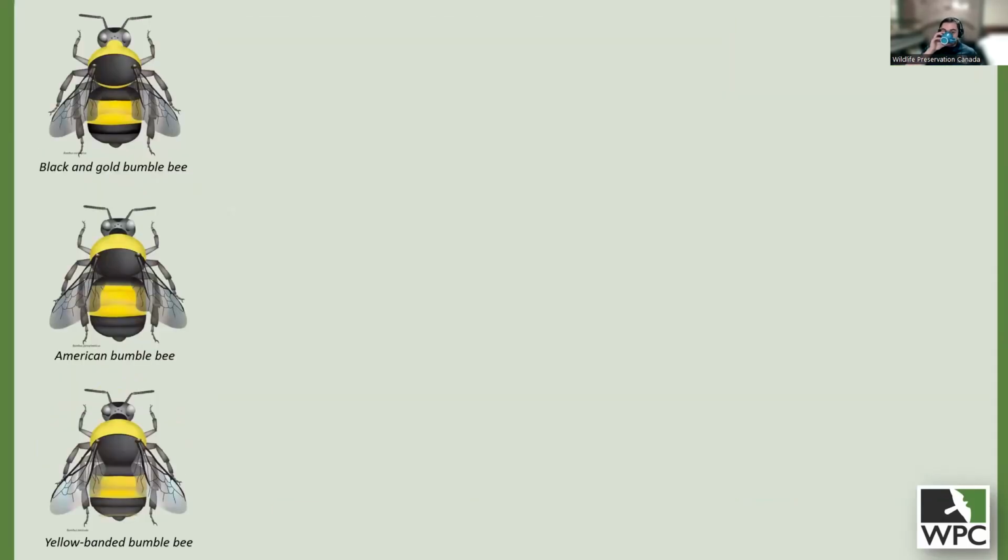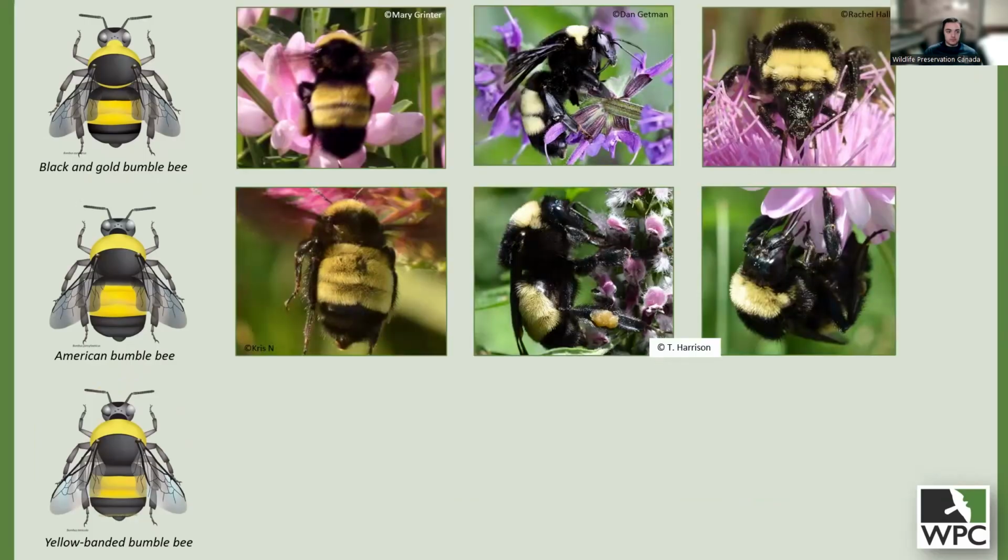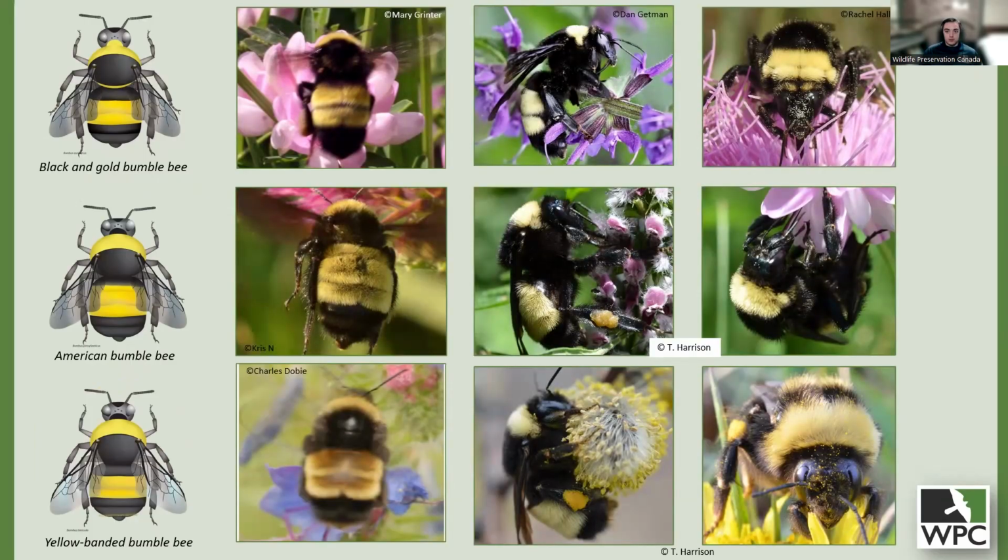This leads us to our yellow banded groupings. So we have three different representatives in this grouping here. I'll start with the black and gold bumblebee and the American bumblebee. The reason I'm starting with these ones in particular is that they are both quite similar in their size. So they're both very, very large, and they both have very, very dark wings. Whereas the yellow-banded bumblebee is considerably smaller, and their wings are not black, as we see in these photographs of the black and gold and American bumblebee.